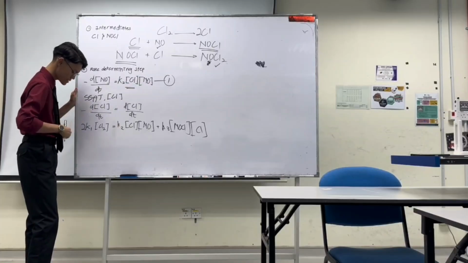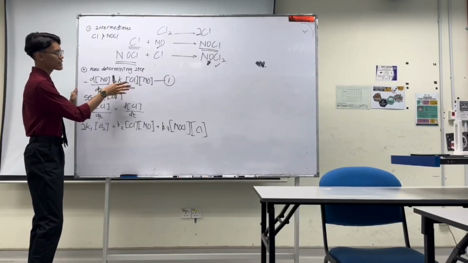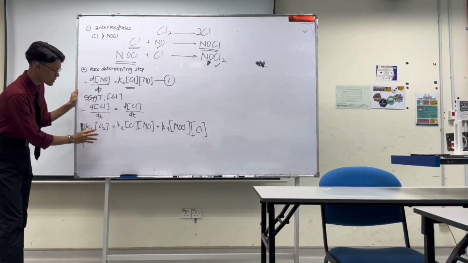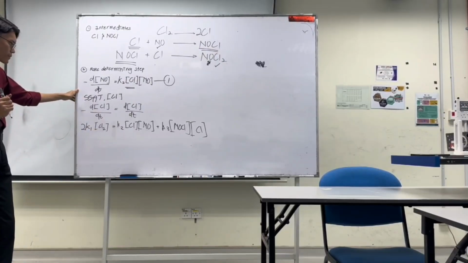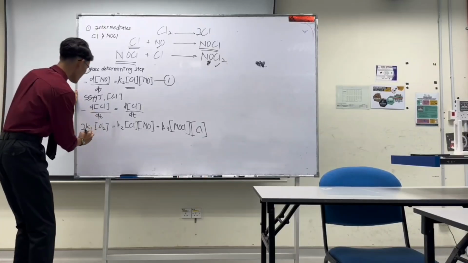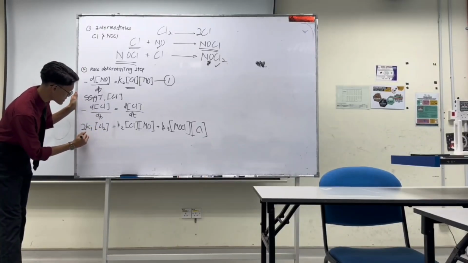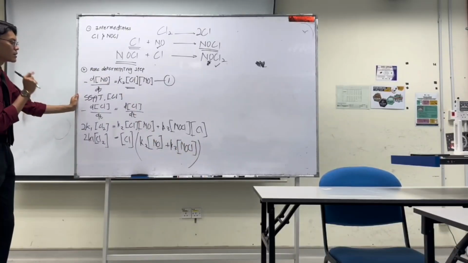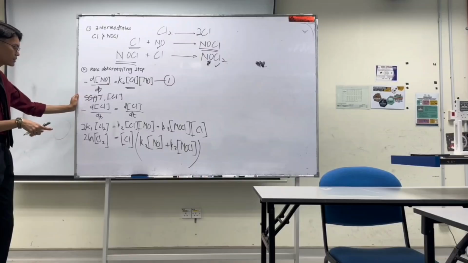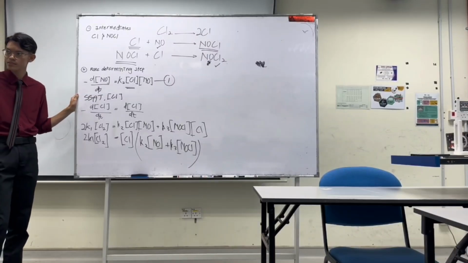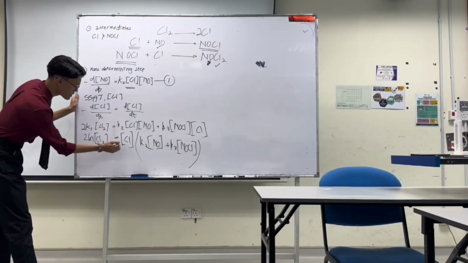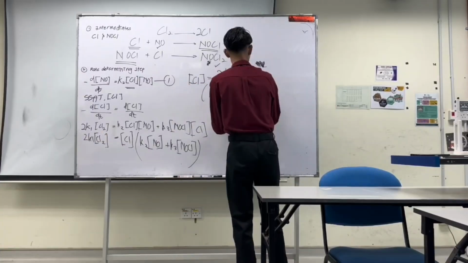SSAT. The function of SSAT is to eliminate the intermediates. We don't want any intermediates in our equation. Okay, so what can we do? Take the first one and factorize first. So we need to make sure that our CL is actually the main.